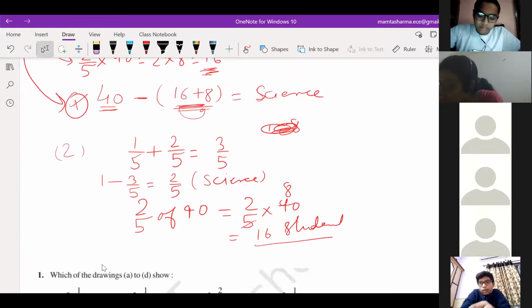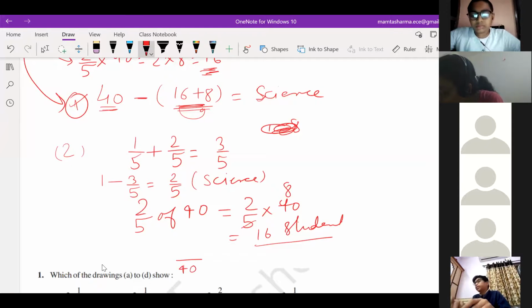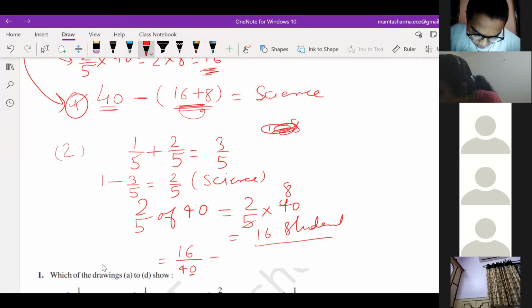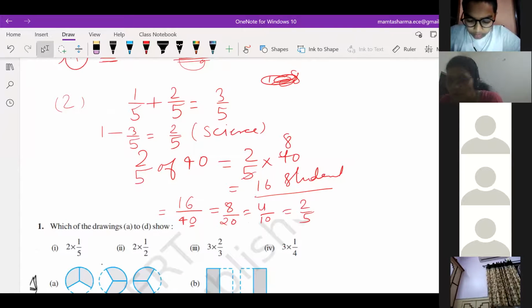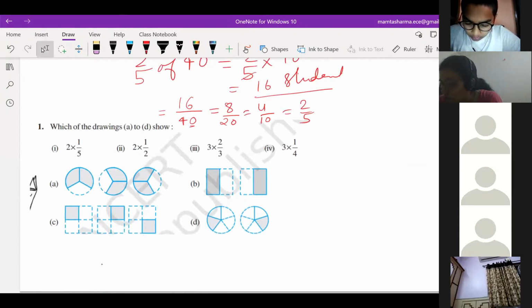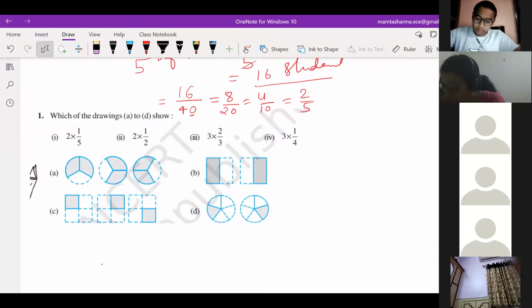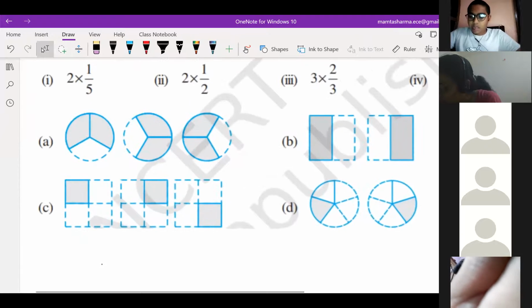So to convert this into a fraction, again, what you have to do: there are total number of students 40, and in this, 16 like science. So this would be the fraction of students who like science. After solving this you will get 8 by 20, or you can say 4 by 10, or you can say 2 by 5. Okay, any way you can do. Clear for everyone? Okay, now come to the next question.